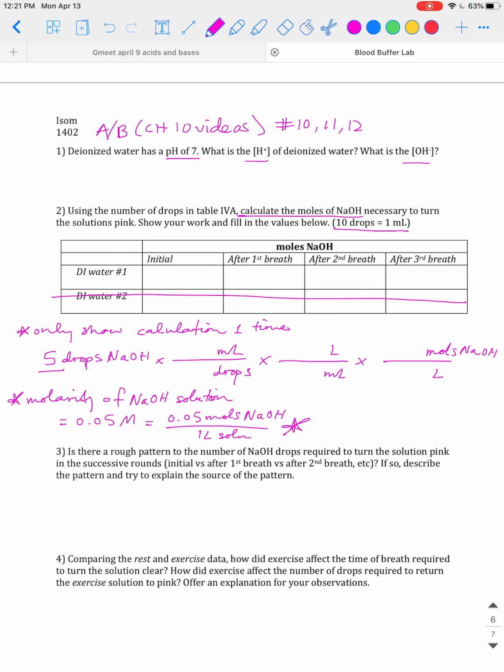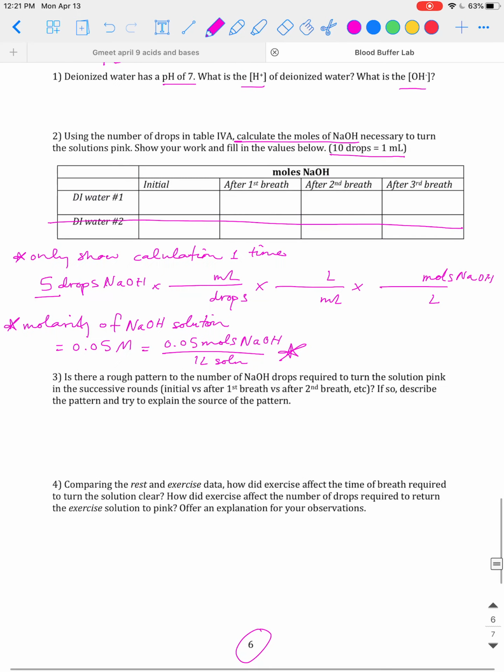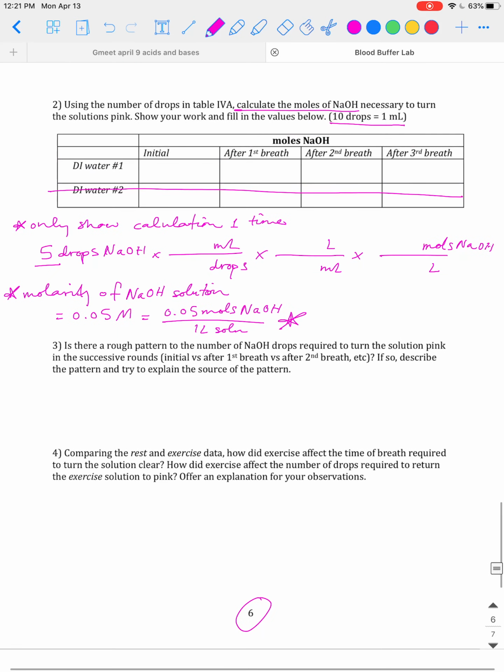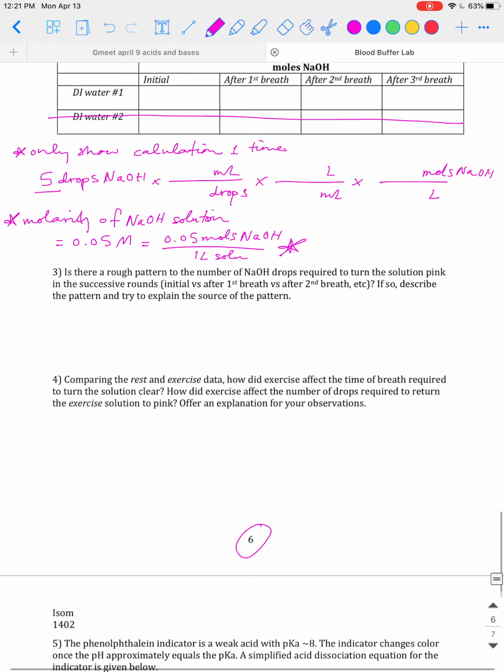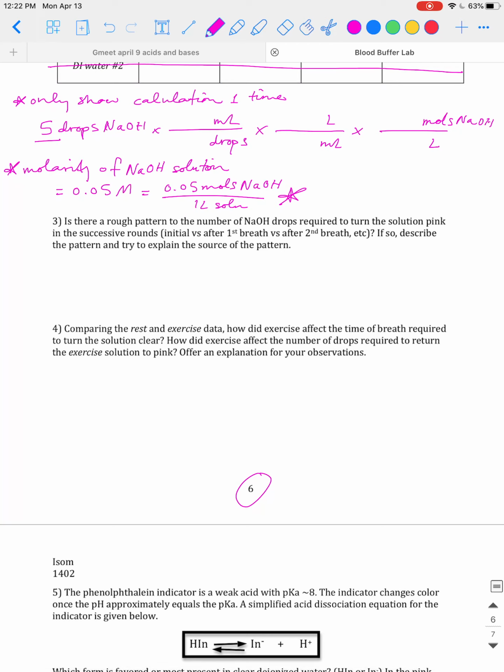Okay, now I wrote 5 here. You're not actually going to use 5 unless that's an actual number from the videos or the data table in Blackboard. You'll use the number of drops that are filled in on the table shown in Blackboard. Okay.